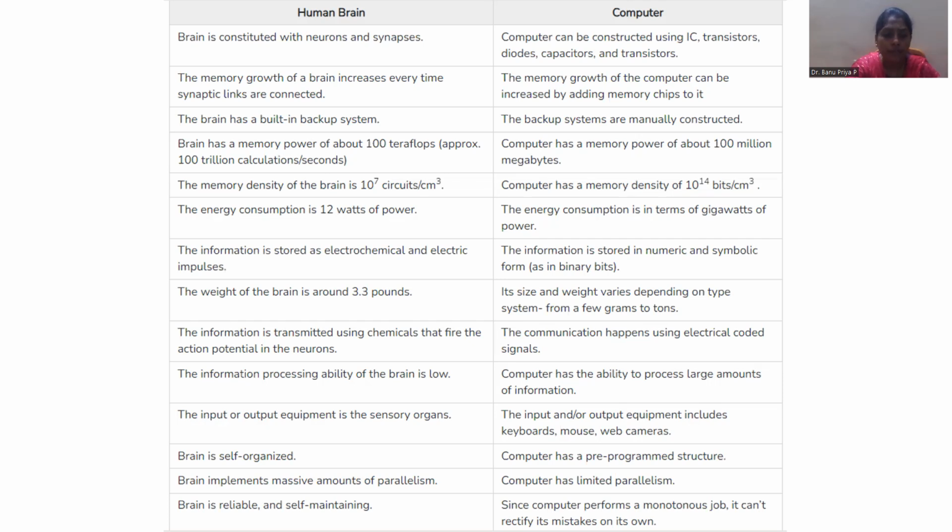Parallelism: the brain does a massive amount of parallelism, whereas the computer has a limited amount of parallelism via the pre-programming. In self-maintenance, reliability and resilience, the brain has as much as needed, whereas the computer performs only a few tasks at a time. So we have an issue in that.